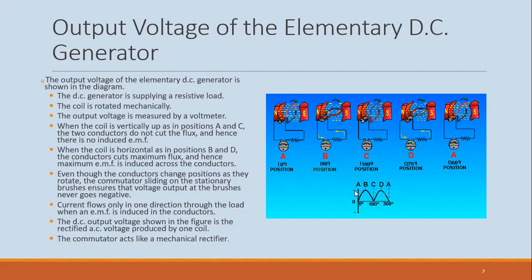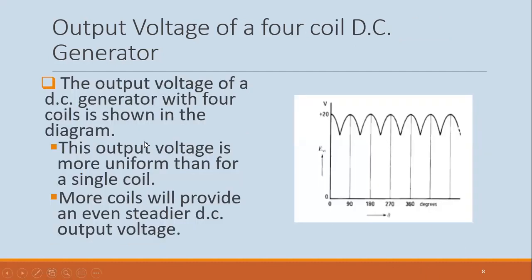If there are more conductors, then you have a better DC profile. So this is the output for 4 coils. So instead of 2, we have 4 now. And so you can see now it starts to look even better. More like a DC kind of output. Right? So it becomes more uniform and a steadier DC output. So faster pulsation.